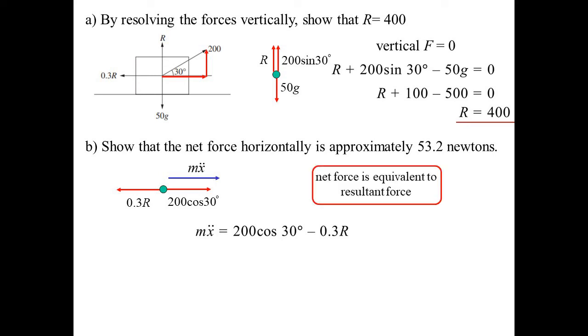Oh, and by the way, net force is another way of saying resultant force. It's just what do they all add up to. So my horizontal force is equal to, well, cos 30, I know that's root 3 on 2. R we've just worked out as 400. A bit of calculator work, and sure enough, we get 53.2.